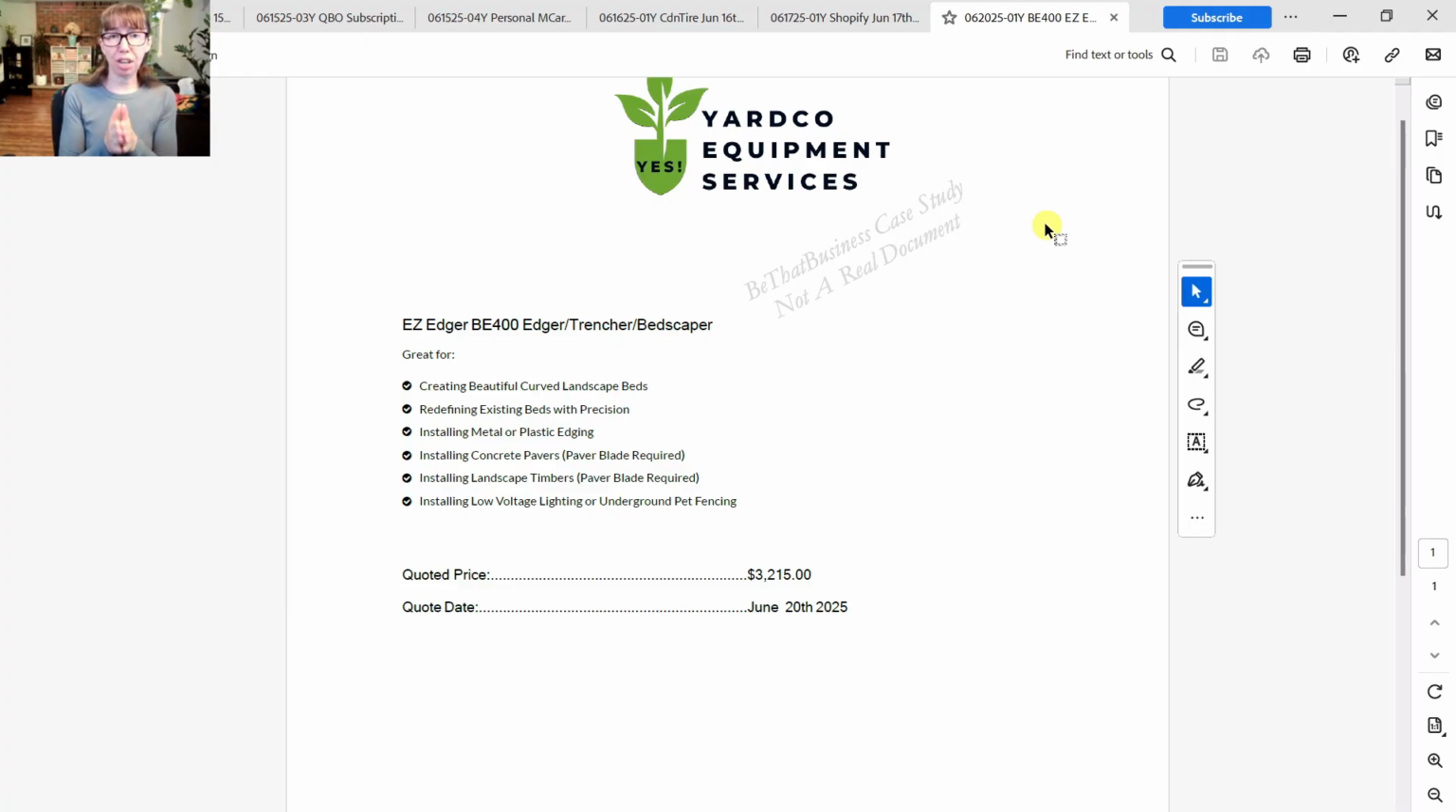So in the future, if we see a purchase go through from Yardco Equipment Services, which spells out, yes, I really did enjoy making this paperwork. If we do see a transaction go through the bank or credit card for maybe $3,215 plus HST, whatever that would be, we can make an assumption in the meantime that this is an asset purchase. Like, it's our best guess based on the paperwork provided.